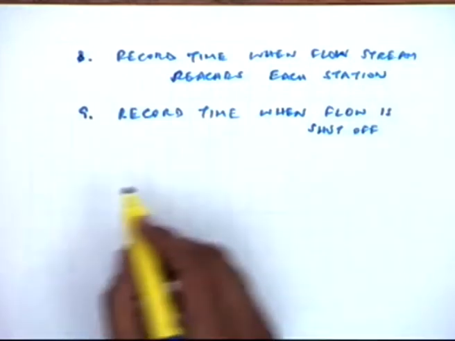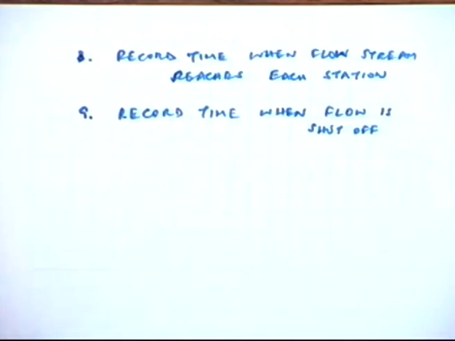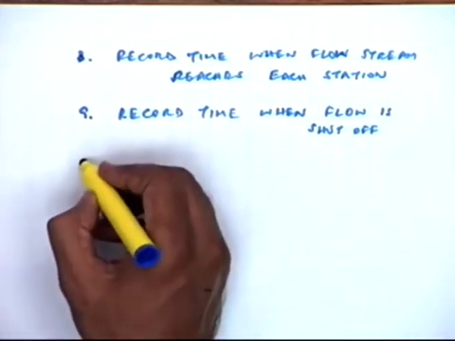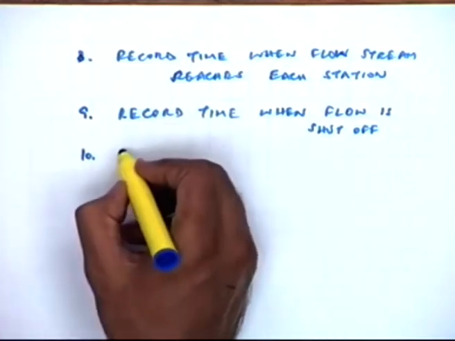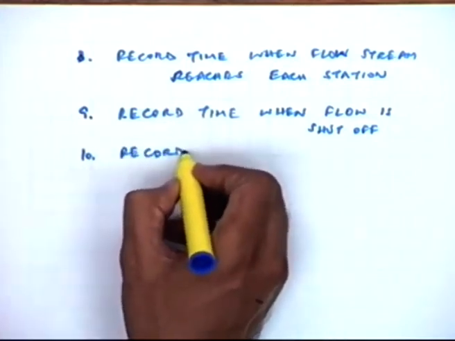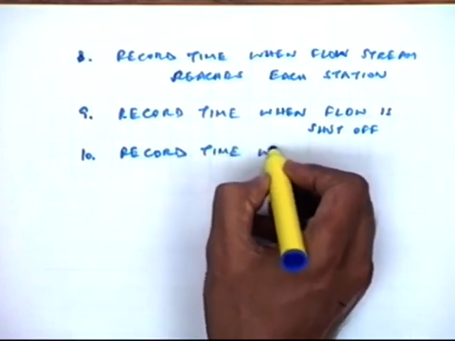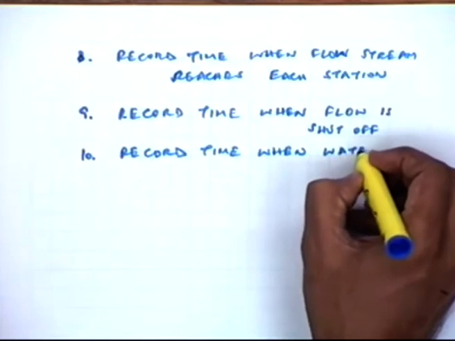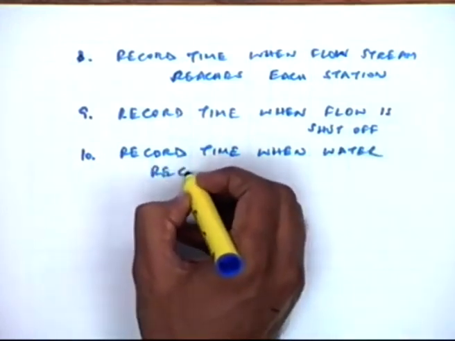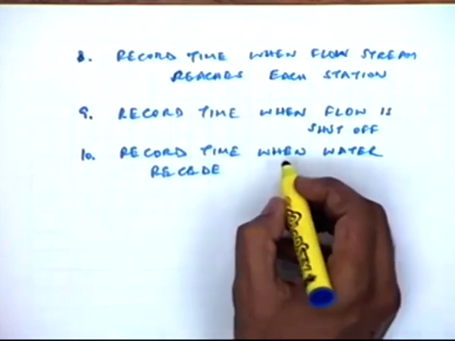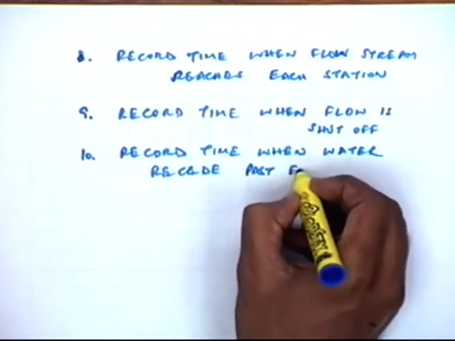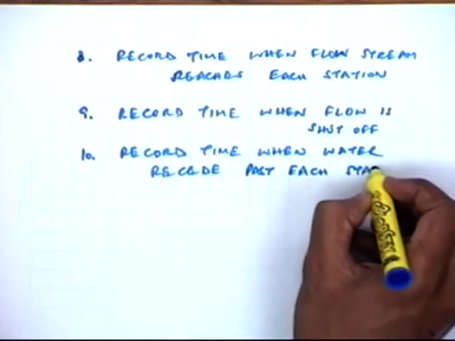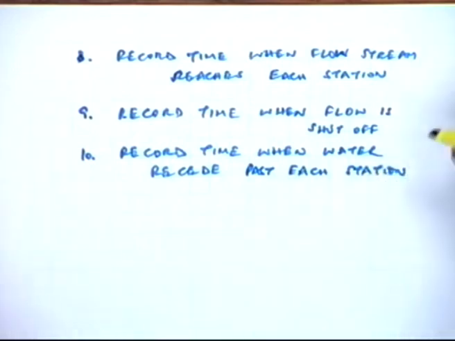You must record what is the time when you stop supplying the water from the upstream end. Then you record the time when water recedes past each station. This information will give you the recession curve.